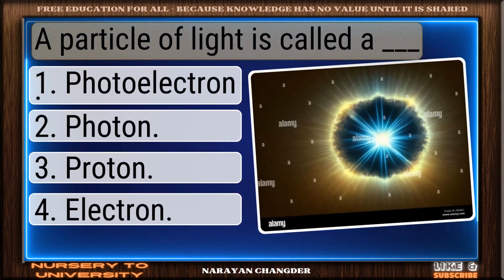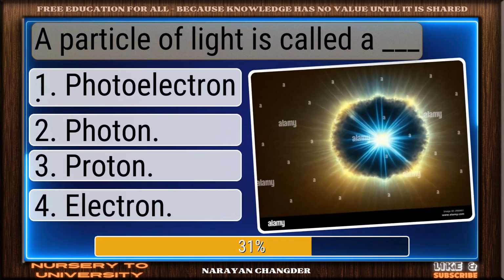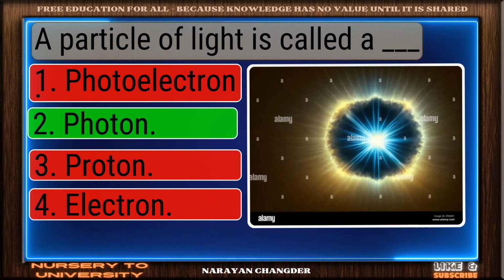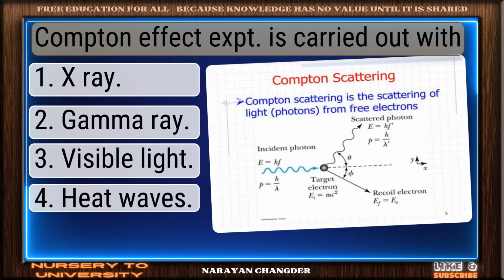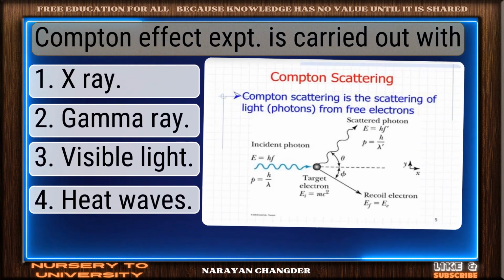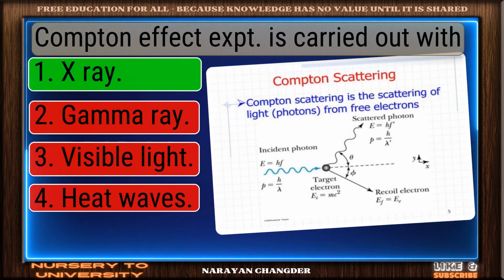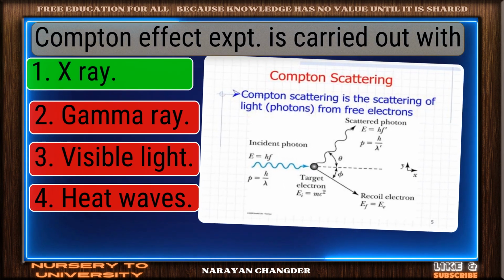A particle of light is called a dash. Great thinking. Photon is the right choice. Compton effect experiment is carried out with? Right again. X-ray is a valid answer.